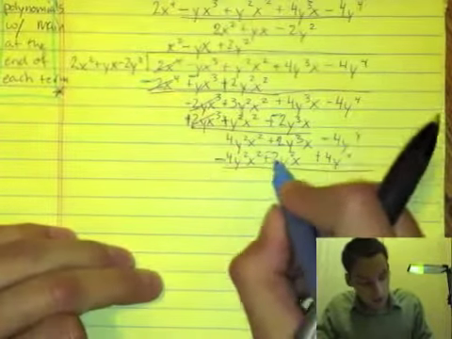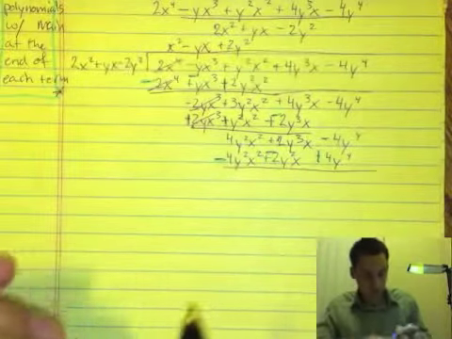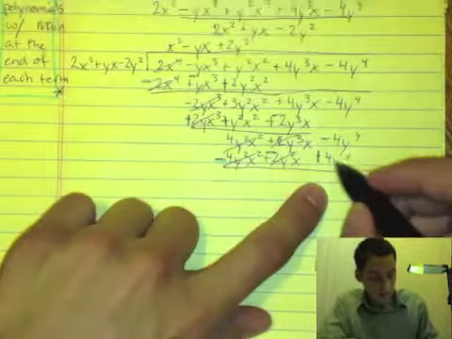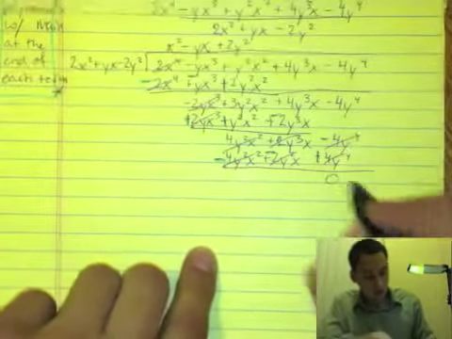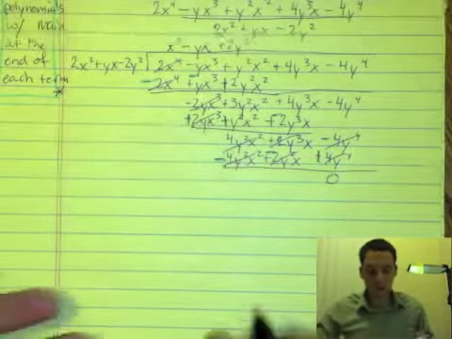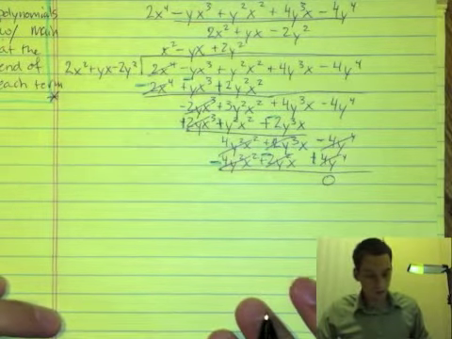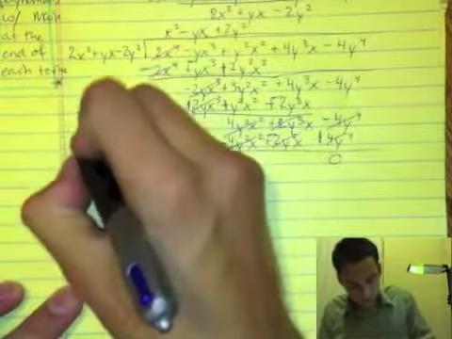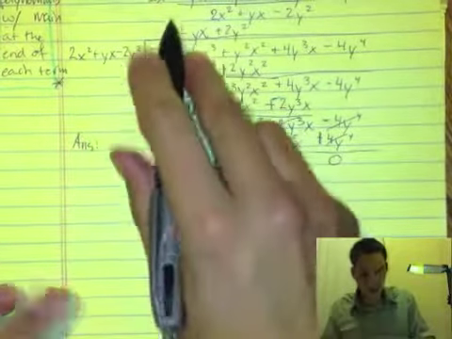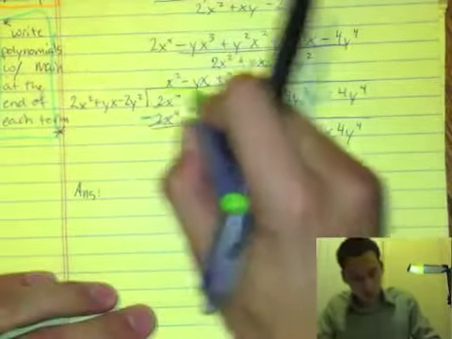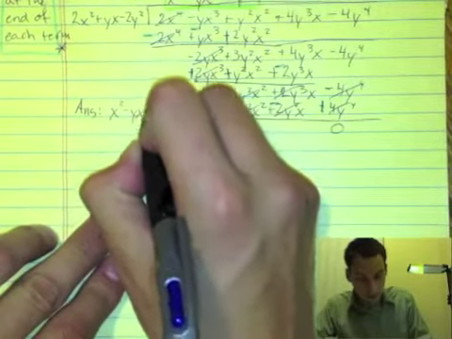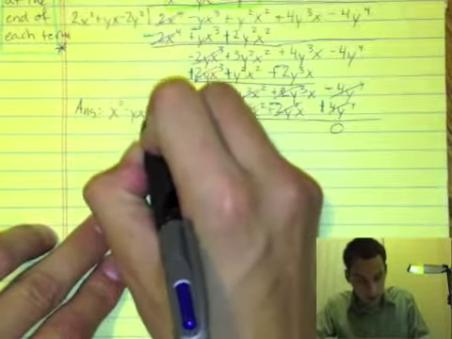And look what happens. Bam, bam. Bam, bam. Whoosh. 0. Nothing is left. No remainder. So, my answer is just what's up top here, because it divides evenly, because I get a 0 remainder. X squared minus yx plus 2y squared.